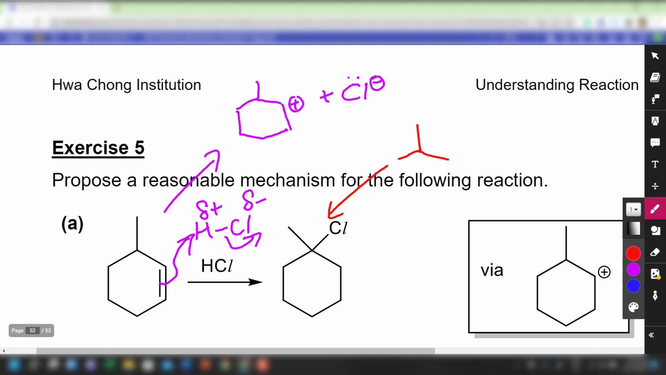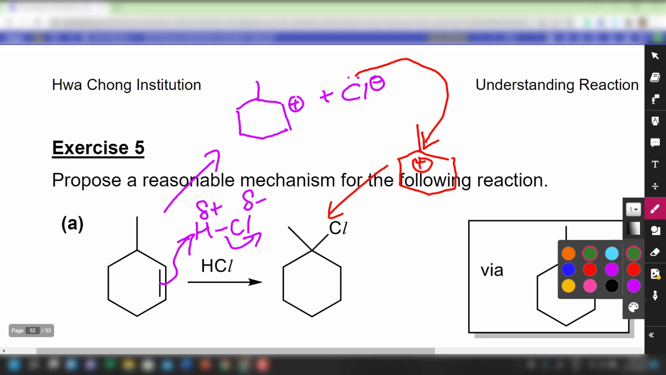So over here, maybe we can postulate that there is a tertiary carbocation where the chloride can perform a nucleophilic attack at the electron deficient sites, and I'm going to get the tertiary chloroalkane. In order for us to produce this, there must be some form of shift. If you remember from the earlier parts, it should be a hydride shift.